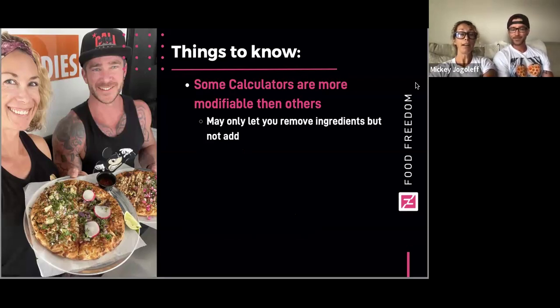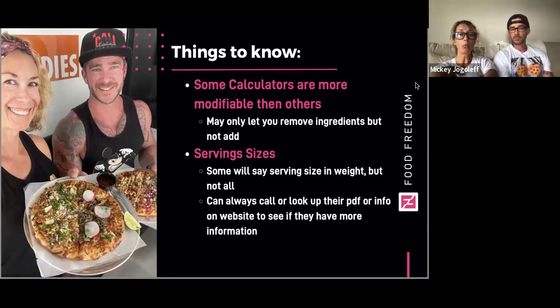Exactly. A couple other things to note is that some calculators are more modifiable than others. For instance, even McDonald's, you can use their calculators to modify what you're getting. With those, they don't typically let you add ingredients, but you can remove ingredients so you can get the calories for what you would be ordering. And then you could add in, I know this is the amount of calories for an extra meat patty or whatever, and add that later on.